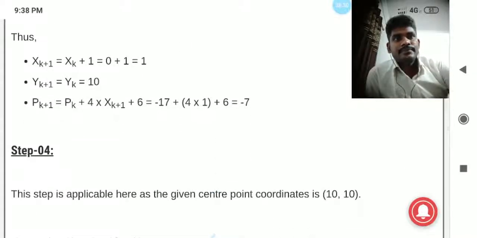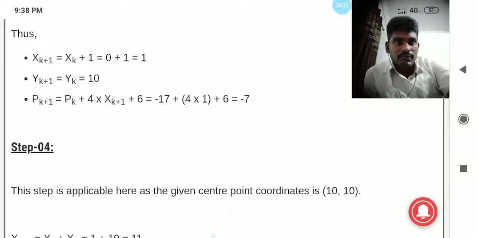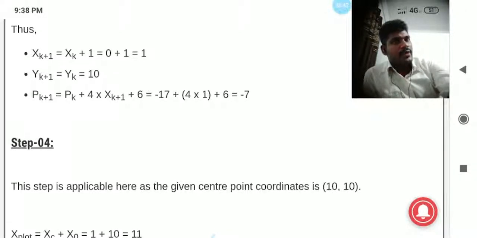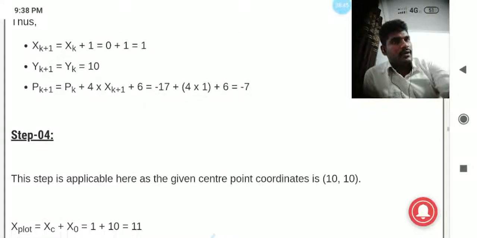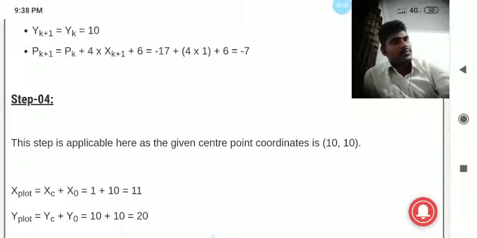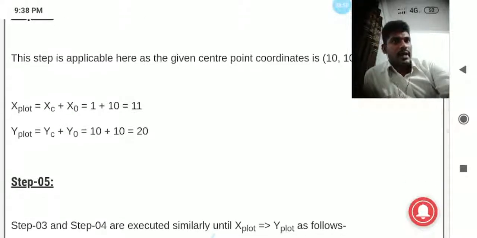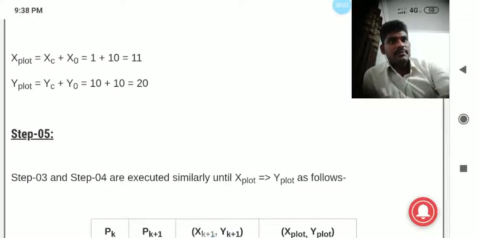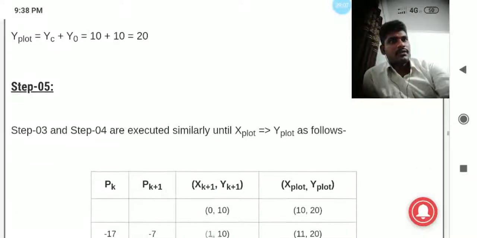So look at here. Now take the x incremented. The initial x value is 0, so plus 1, x increment. Now yk equals 10, because the r value equals the yk value. Now substitute here: pk plus 4 into xk plus 1 plus 6 equals minus 7. Again case 1, substitute the value again. xc plus x naught equals 1 plus 10 equals 11. yc plus y naught equals 10 plus 10, 20.